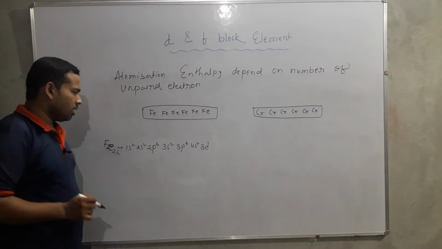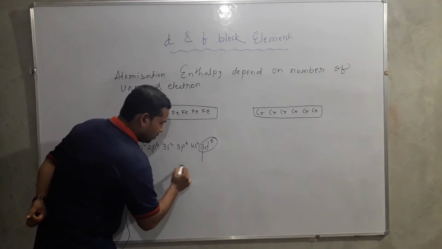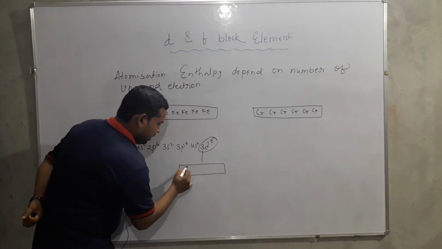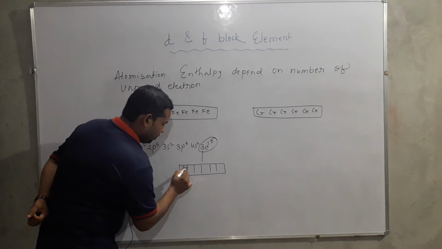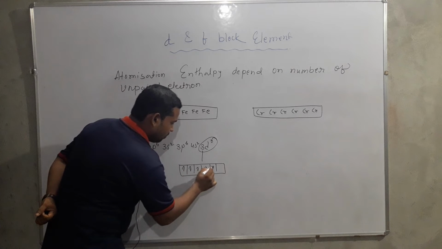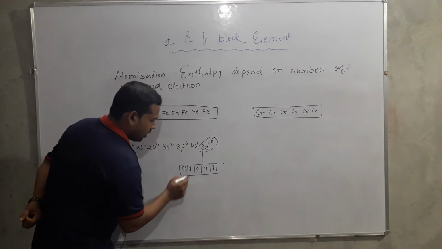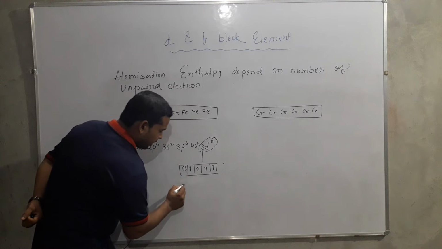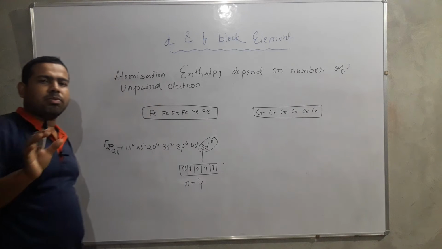So this d is unfilled, this is not fulfilled. So draw its orbital. How many electrons? 1, 2, 3, 4, 5, then 6. So how many unpaired are there? That is 4 unpaired. That is n equal to 4, where n is the number of unpaired electrons.